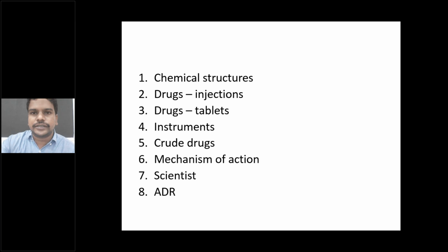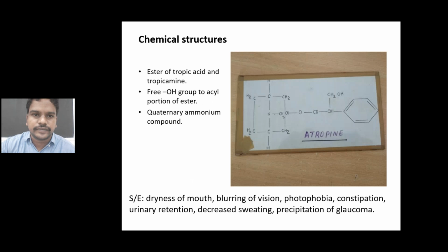Today, first of all you write spotters. On that, you need to write chemical structures. First one is chemical structure. In this chemical structure, they will put one chart on your table, and they will ask 2 questions: identify the chemical structure of the drug and mention the important adverse effects.